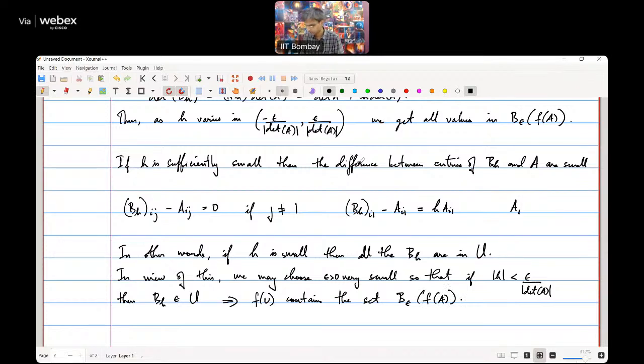Okay, so this completes the proof in case one. This completes the proof when determinant of A is not equal to 0. Okay. So the case determinant of A is equal to 0, that is more tricky. I hope this is clear.